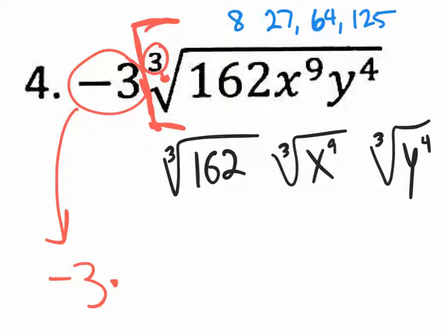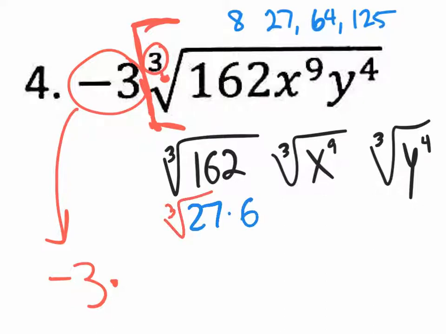So the easiest thing to do is simply grab a calculator and do like 162 divided by any of those perfect cube numbers, like 27. 162 divided by 27 on a calculator gives me 6. So I know that 27 times 6 is 162.